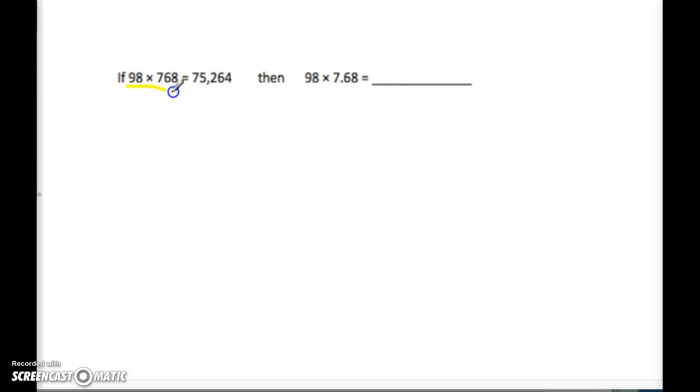They're saying if 98 times 768 equals 75,264, then 98 times 7.68 equals. Now, what we can see here is we can see that we've got 98 and 98, and then we've got a 700, 6 tens, 8 ones, 7 ones, 6 tenths, 8 hundredths. We've got the same digits. So we know right away that our answer is going to have the same digits, 7, 5, 2, 6, 4.